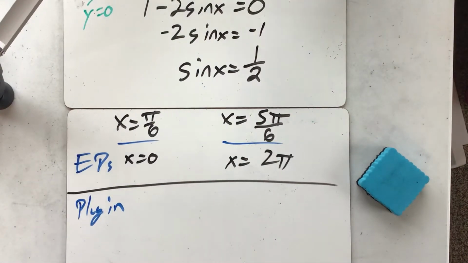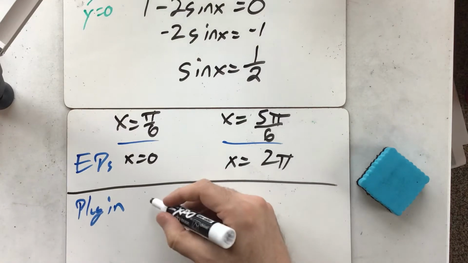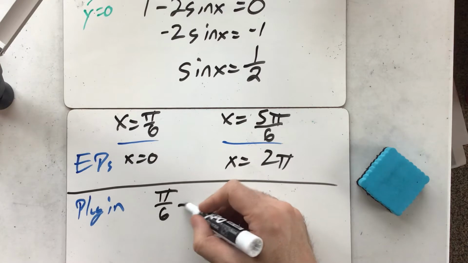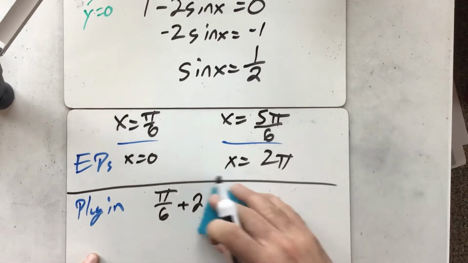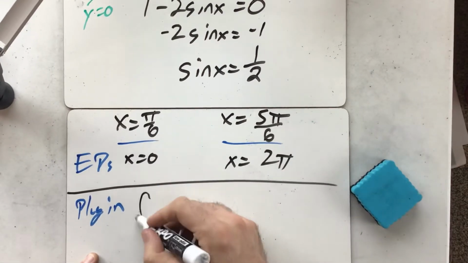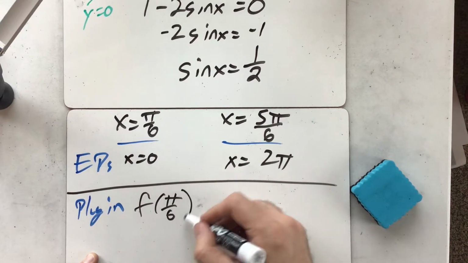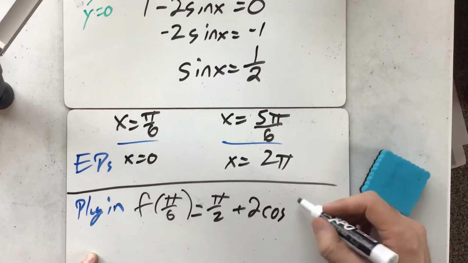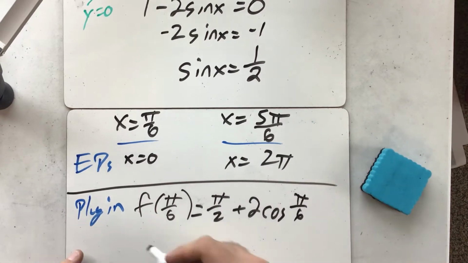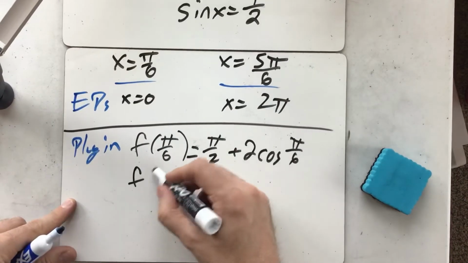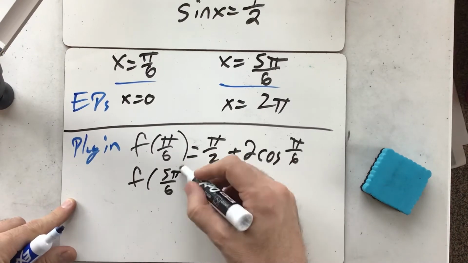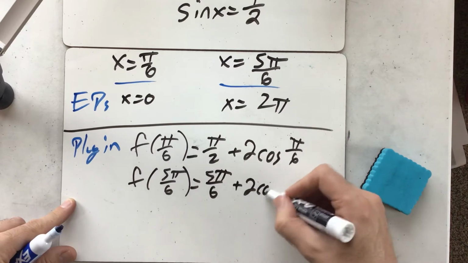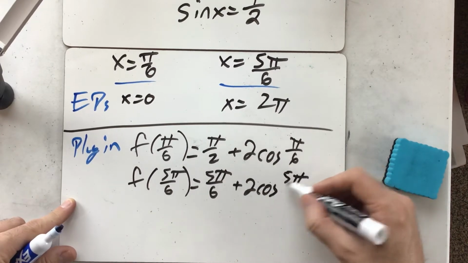And as I plug in, I just do x equals pi over 6. So I'll do pi over 6 plus 2. Tell you what, let's write our function notation. f of pi over 6 is pi over 6 plus 2 cosine of pi over 6. And then I'll have f of 5 pi over 6 equals 5 pi over 6 plus 2 cosine of 5 pi over 6.